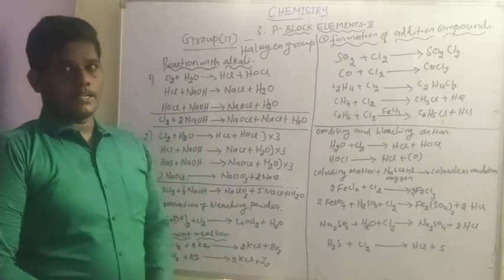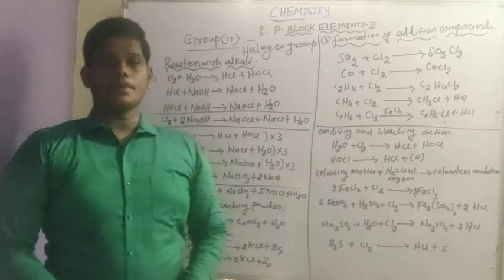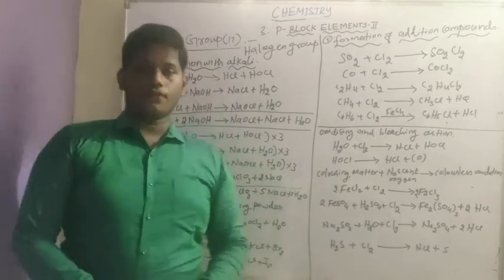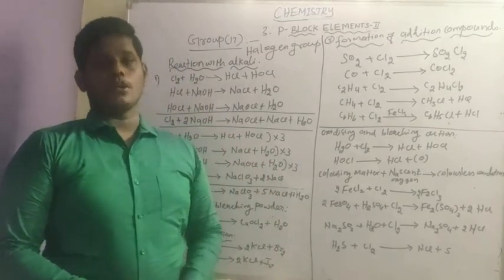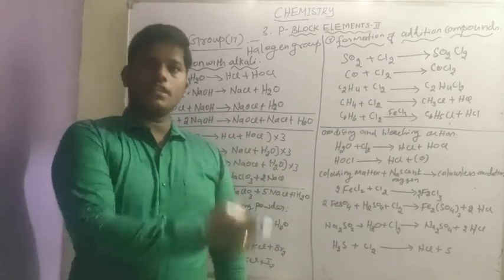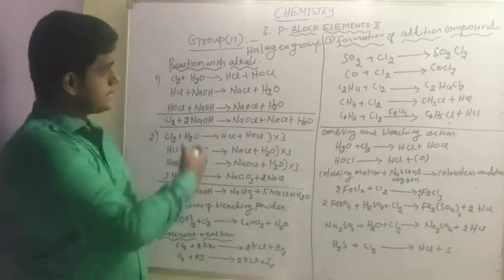Okay, student. In our previous video, we covered the preparation of chlorine, the halogen family member, and two chemical properties. The remaining chemical properties are discussed in this video.